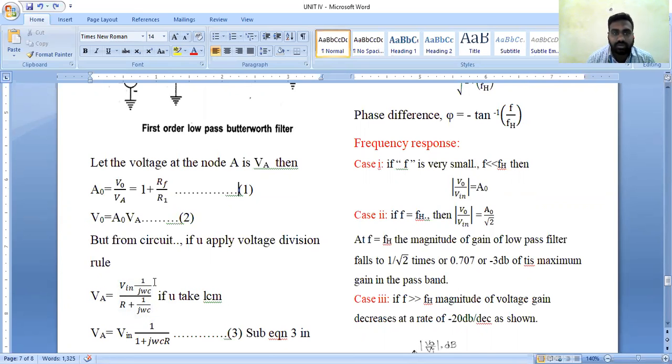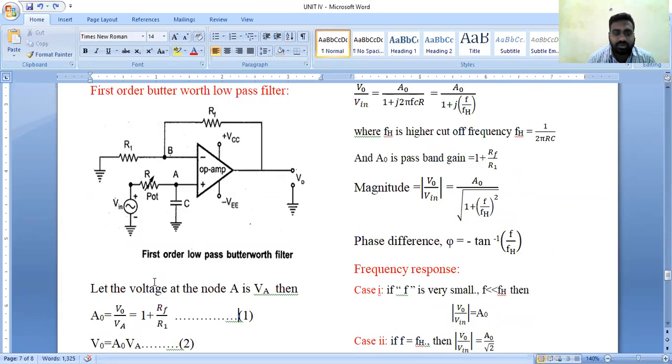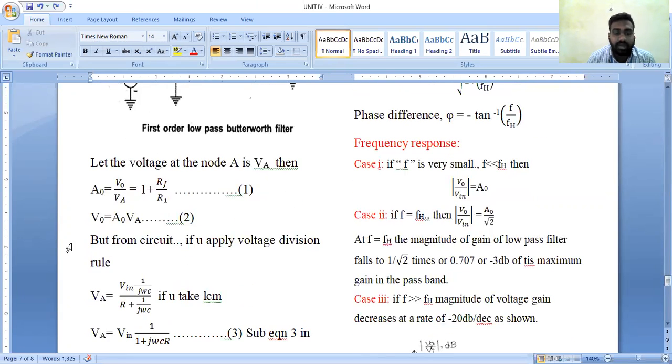In this particular circuit, if we apply the voltage division rule, what will be the value of voltage across the terminal VA? V_A is equal to the input voltage into the voltage across the capacitor, 1 by j omega C, divided by the behavior of resistor and capacitor: resistor having resistance R ohms plus 1 by j omega C.